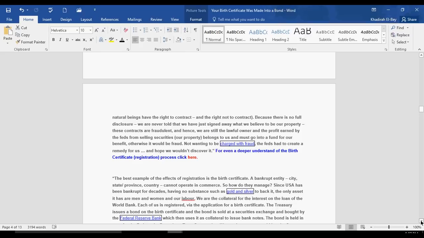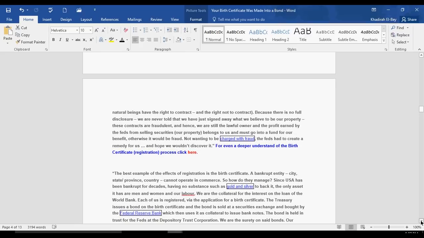and profit earned by the feds for selling securities. Our property belonging to us must go into a fund for our benefit. Otherwise, it will be fraud. Not wanting to be charged with fraud, the feds have to create a remedy for us and hope that we wouldn't discover it. But for a deeper understanding of the birth certificate process, we go further.